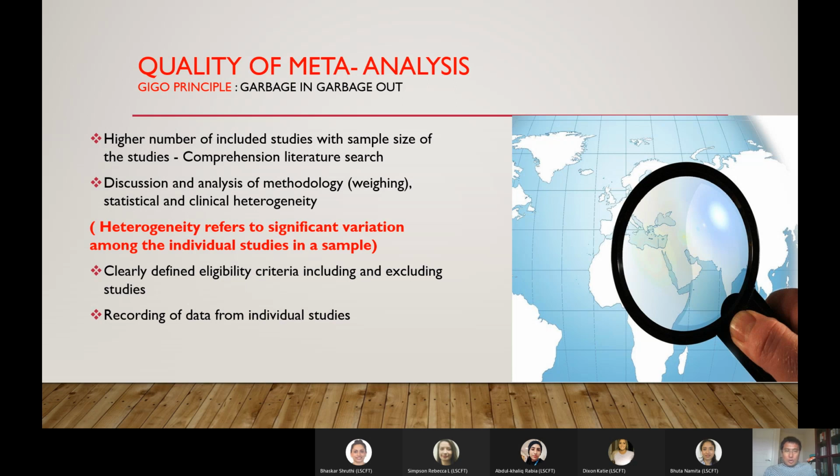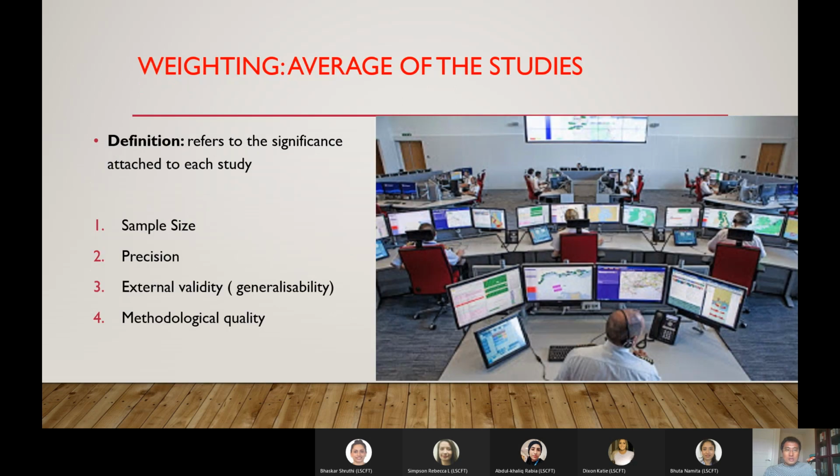Has anyone come across the terms heterogeneity and homogeneity? Homogeneity is if the studies are similar, the same. Heterogeneity is if there is some difference and variation. When you compare studies, especially RCTs in a meta-analysis, these are some of the terms that you are expected to comment on when you do a critical appraisal. Sample size, precision.